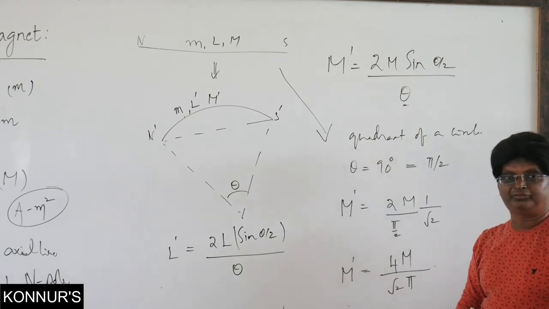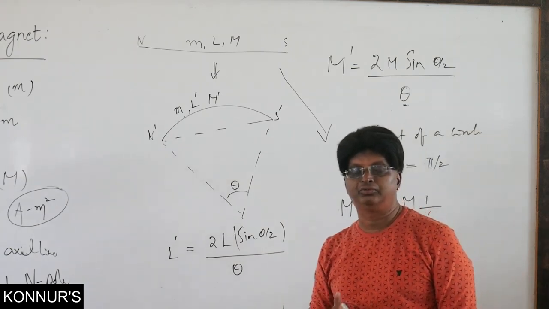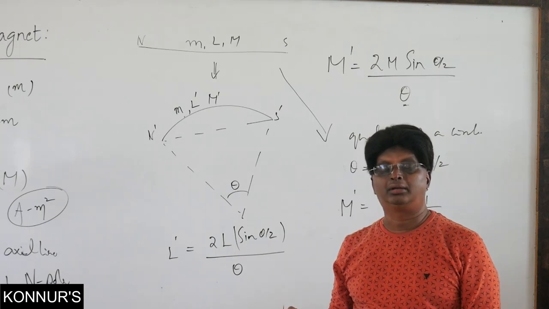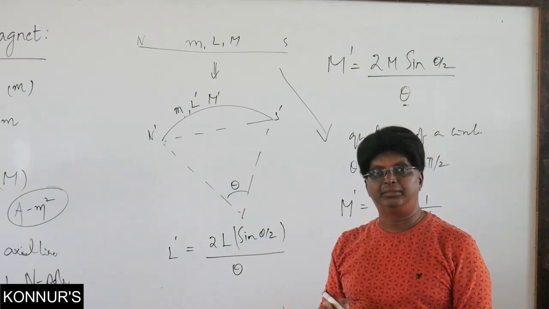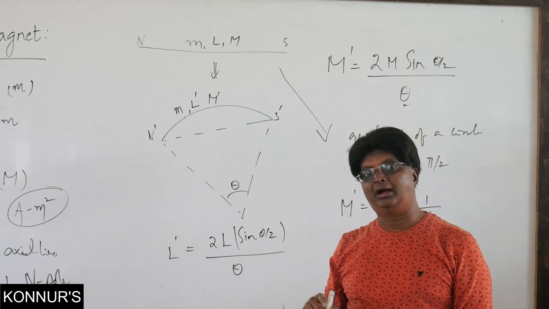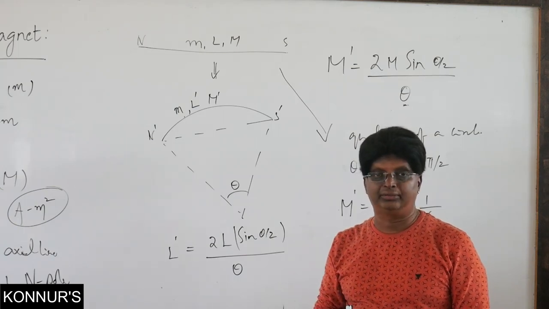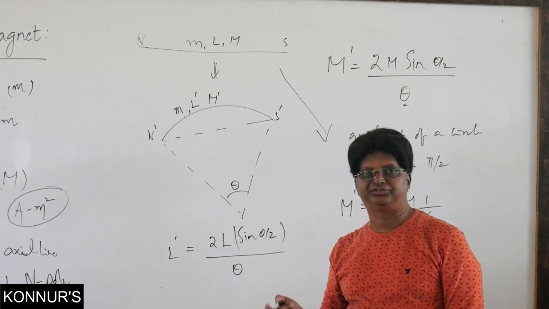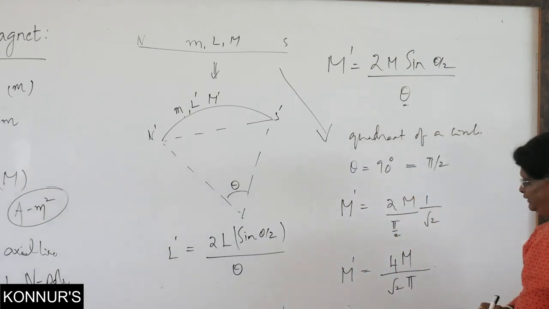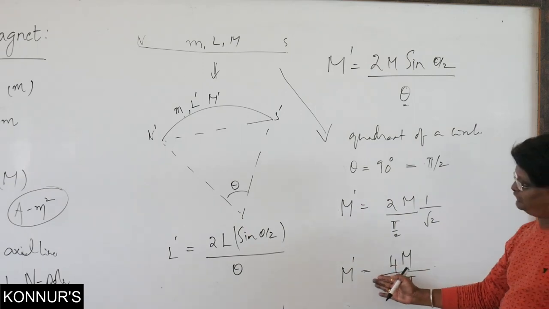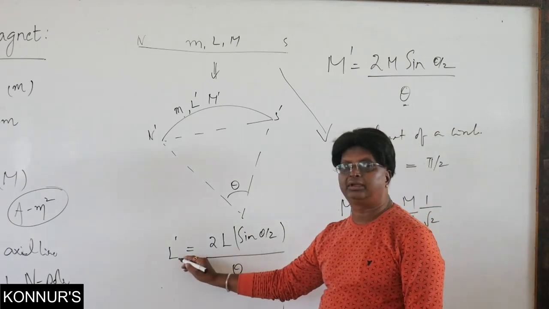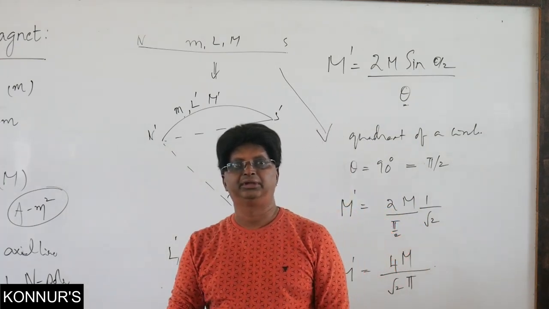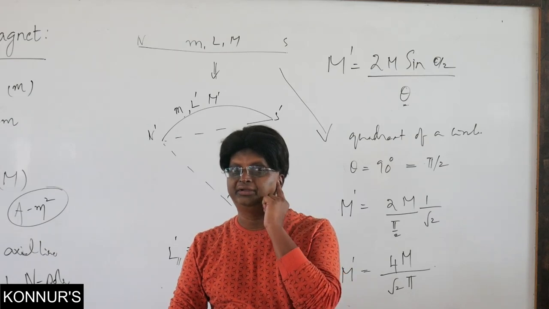And of course, a number of times I have told you even in the classroom that whether we are finding the changed value or the change in value is important. M dash is the new moment. Suppose it asks for the change in moment, then it is M minus M dash, that is final minus initial value, whether it is an increase or a decrease. The same holds good even for the case of magnetic length. So bending of the magnet cases is an important point for our NEET examination.